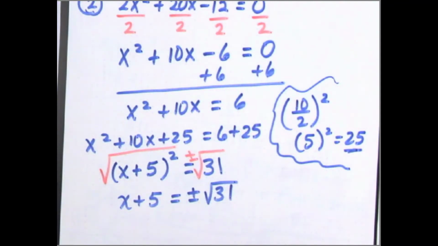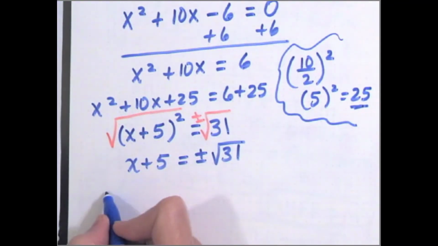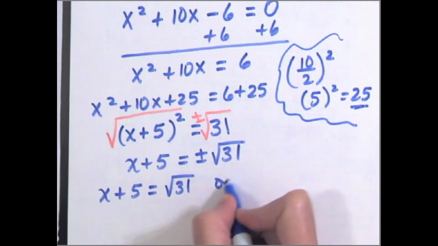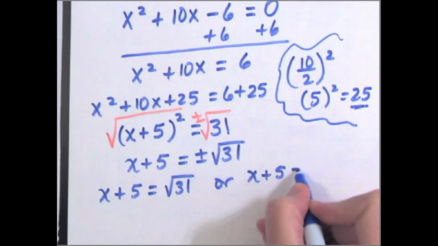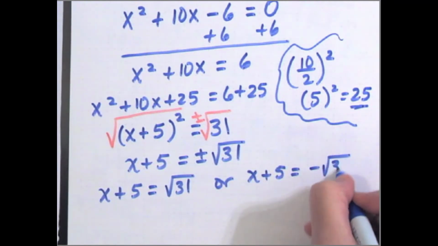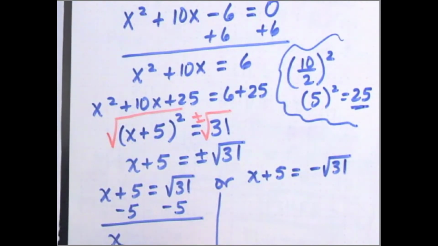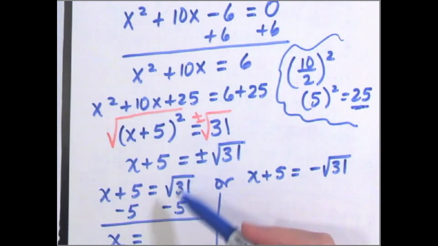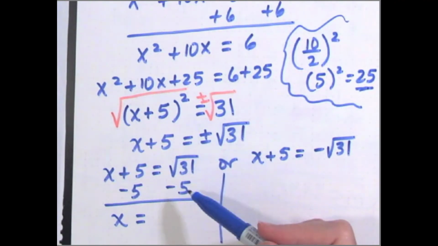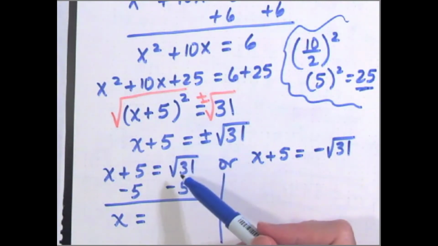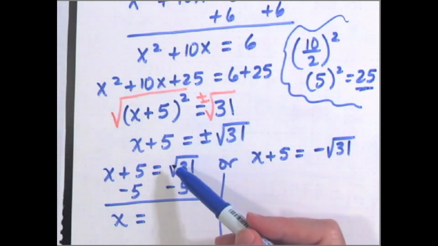That does not have a perfect square, so we're stuck with that. So we're going to have x plus 5 is equal to the square root of 31, or x plus 5 is equal to negative square root of 31. We're trying to get x by itself, so we take away 5. Now these are unlike. You have a rational and an irrational. Think about like terms. For like terms, they have to have the same variable, same exponent. When we talk about like radicals, they have to have the same radicand and the same root.